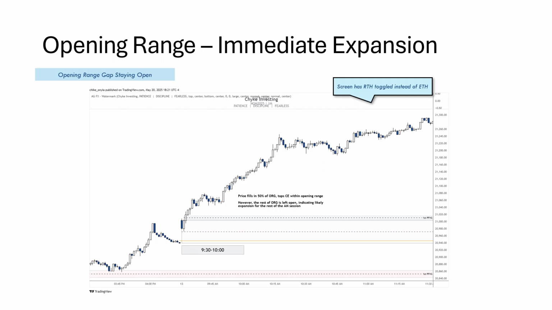Now, this is an example of when the opening range gap stays open. And it's actually better if this opening range gap didn't even get filled at all. If we didn't come to this consequent encroachment at all, and we actually just immediately expanded away, leaving this completely open, that would have told me our price is even stronger in terms of going higher.